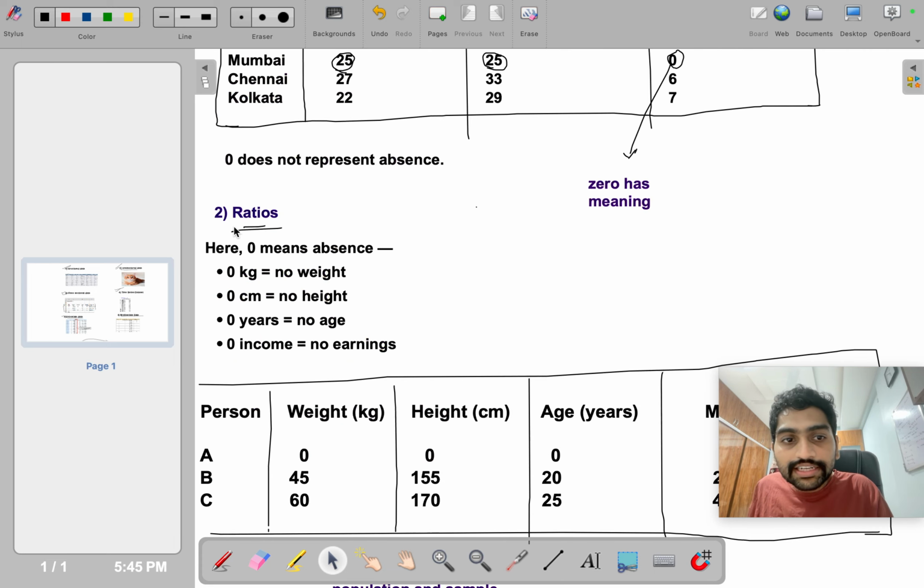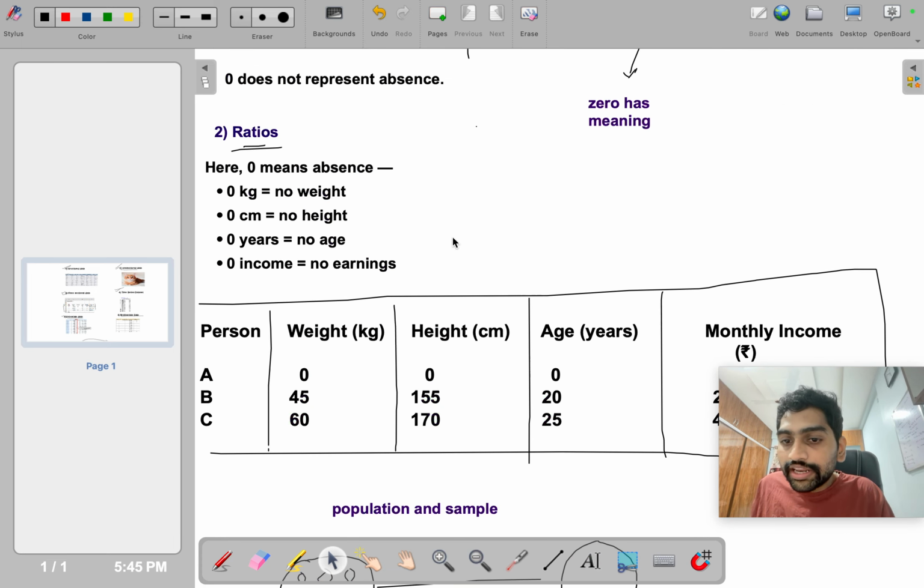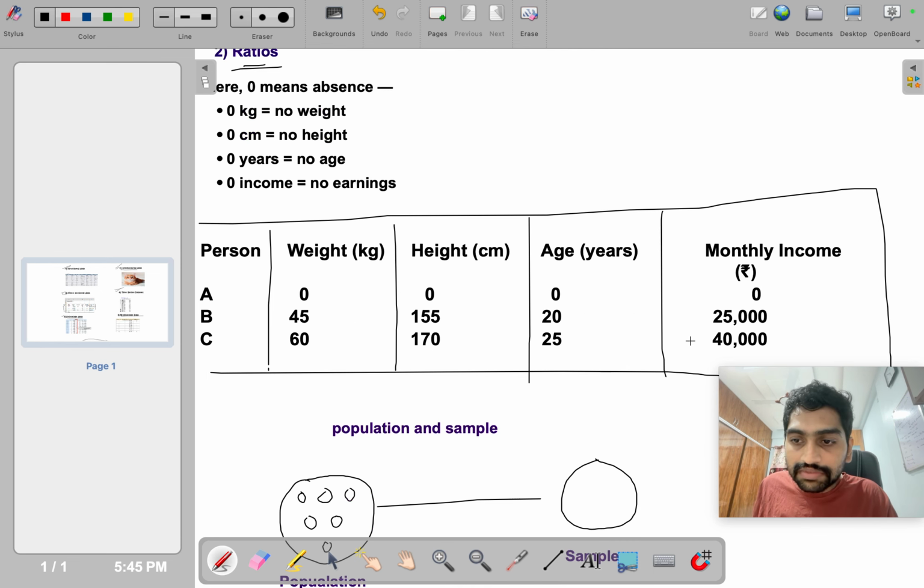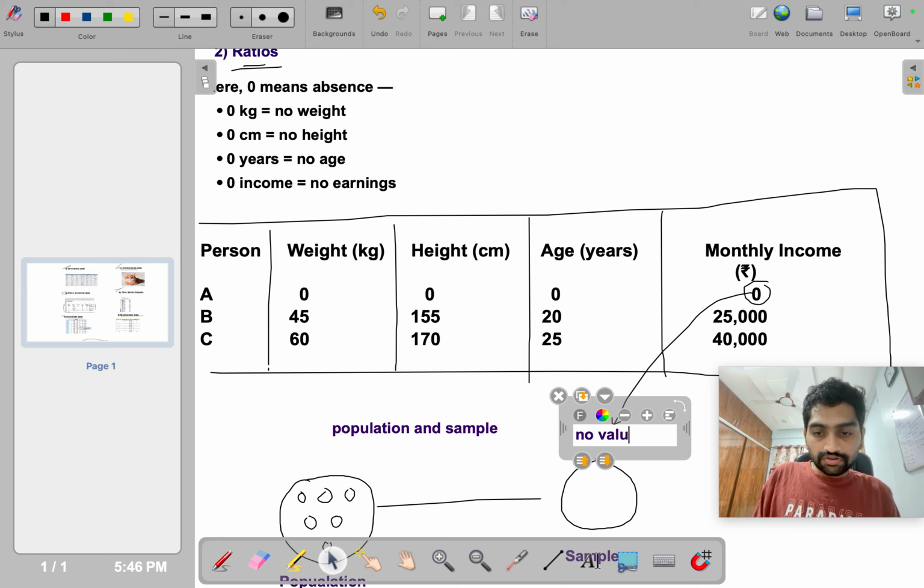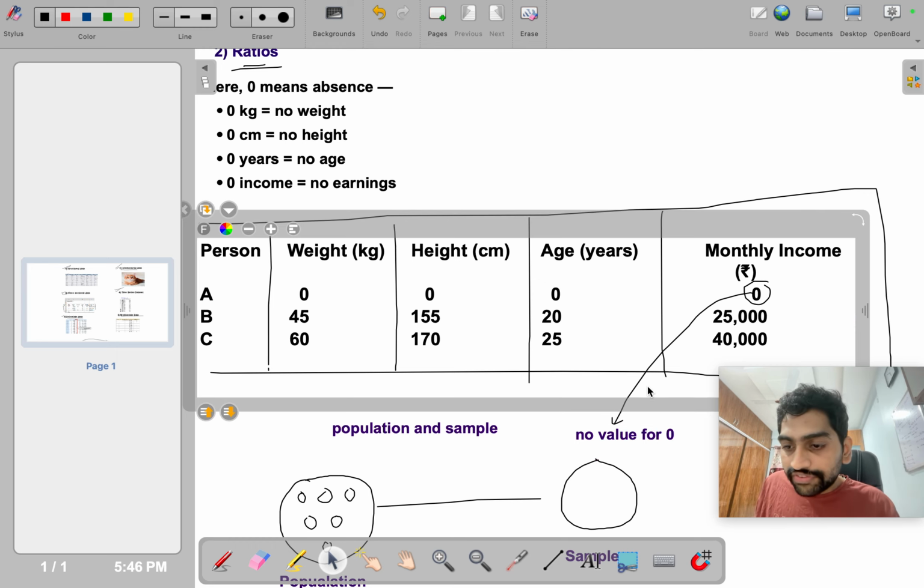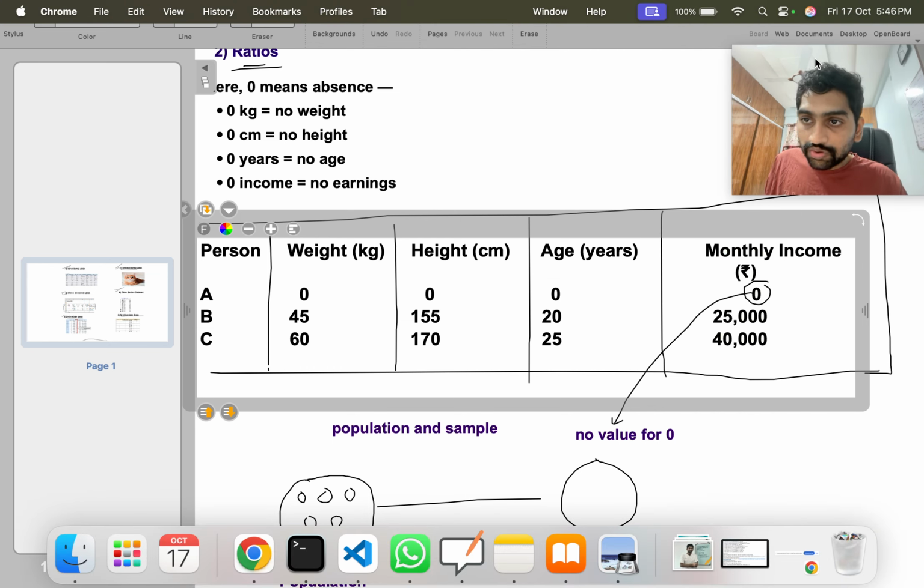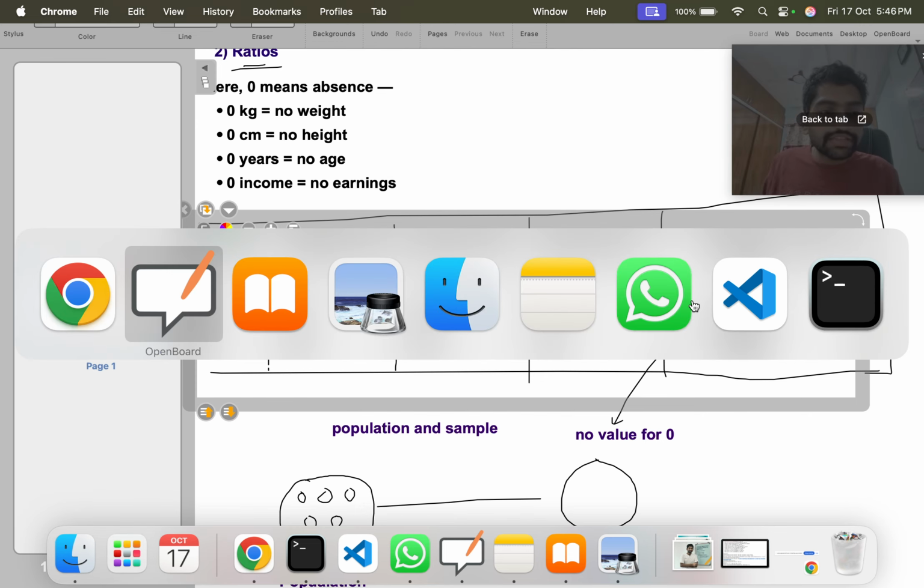The second type is ratio. If a person's income is 0, does it make any sense? No, it doesn't. Here the 0 doesn't have any value. This kind of data where 0 doesn't have any value comes under the ratio type of data. Now we will go into the slides and check some points regarding these things.